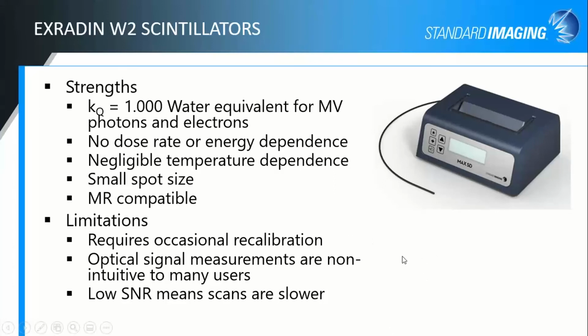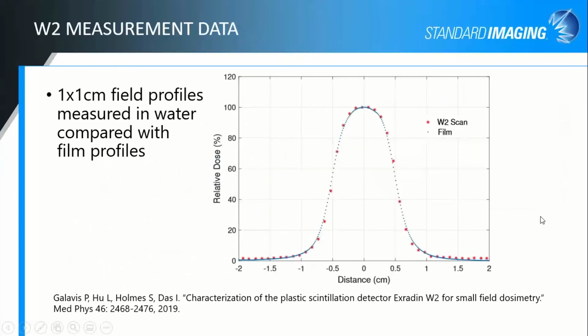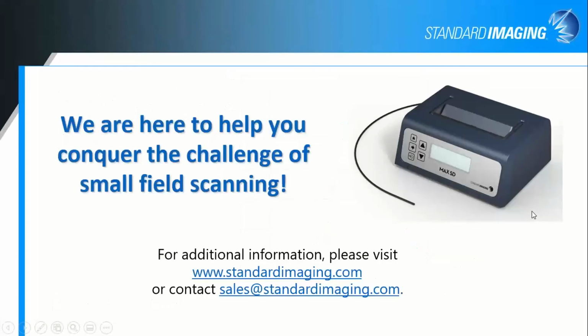Great question though. So here's an example of a scan. This was from a publication by Paulina Galavis at NYU Langone. And this is just a 1 by 1 field measured in water compared with radiochromic film. And you can see excellent agreement all the way across. It was pretty exciting when we got these. Kind of the proof's in the pudding. So we're here to help you.